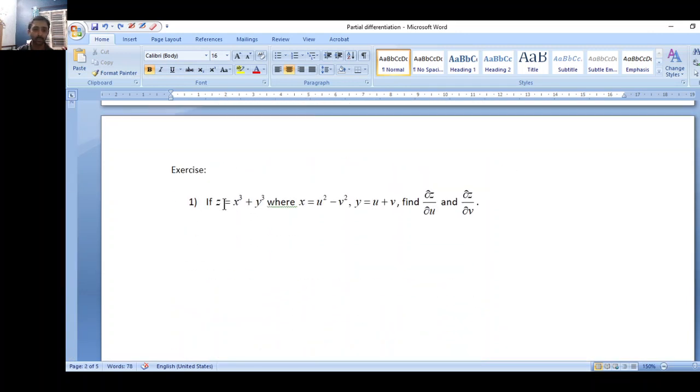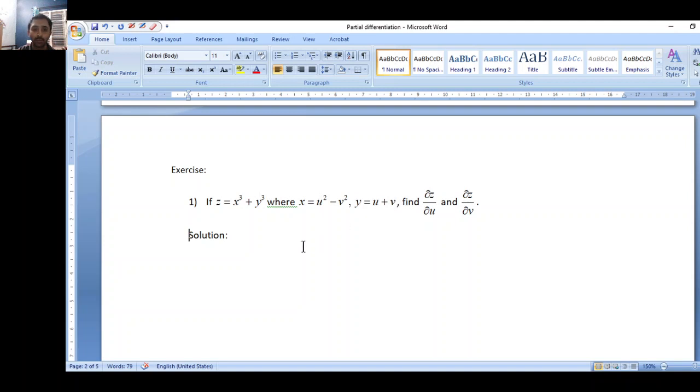As you can see in the question, we are given a function z which is x cube plus y cube, where x is given to be u square minus v square and y is given to be u plus v. We are told to find dou z by dou u and dou z by dou v. So this is exactly what is to be done in this problem. So the solution would be in this way.